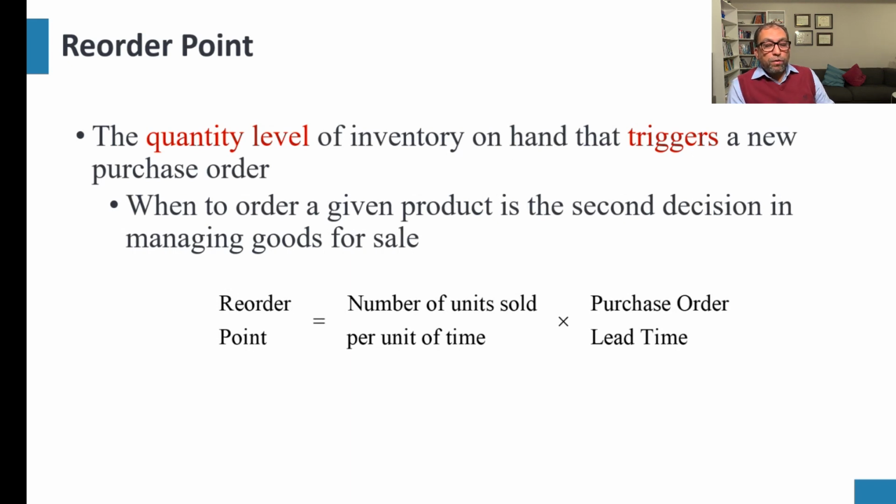The quantity level of inventory on hand that triggers a new purchase order. When to order a given product is the second decision in managing goods for sale. Reorder point is the number of units sold per unit of time times the purchase order lead time. So these two factors give us when we have to reorder. Number of units sold per unit of time means, like, in how many days we are selling how many units, so we can find out how many we are selling per day, times the lead time, the time required to refill our stock.